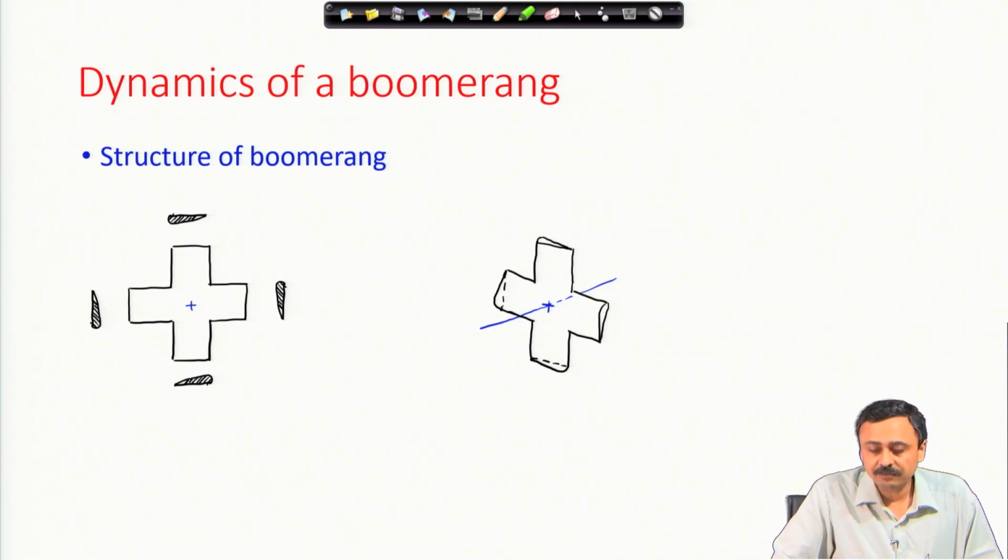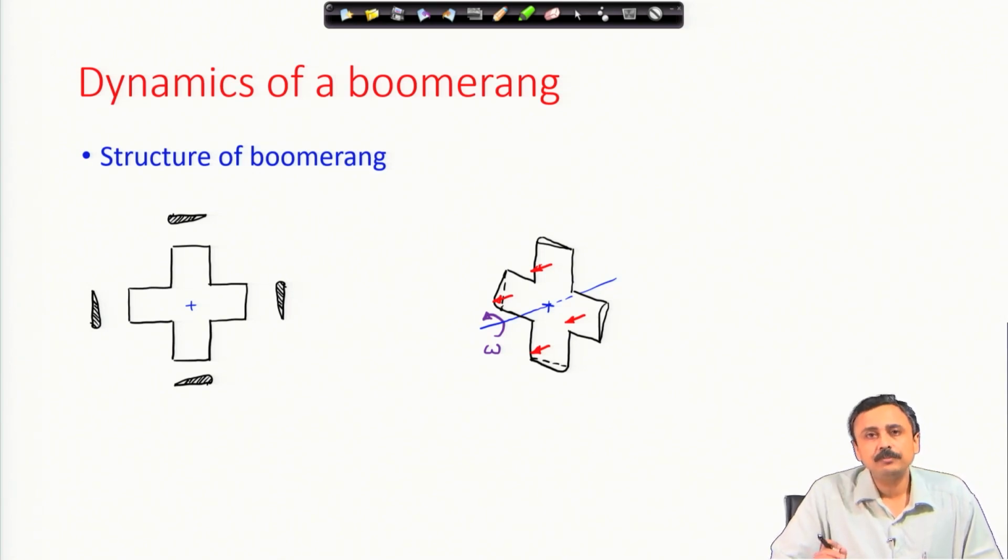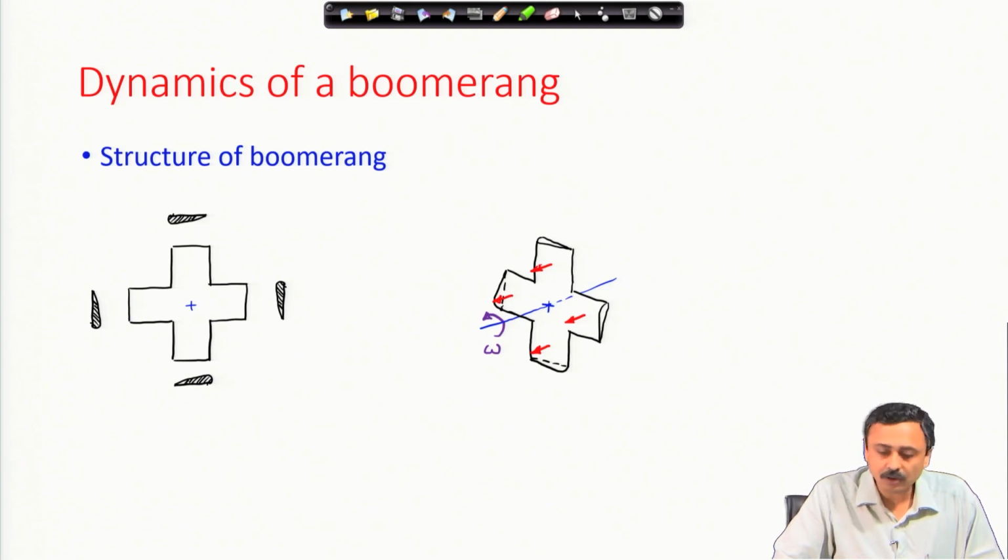If this object is given only a spin about this axis, then these aerofoils will generate lift. Of course, it will generate drag also, but right now I will neglect the drag. I will consider the lift, and that is very important. Because of the aerofoil shape, it will generate lift. If I give pure spin like this, it will generate equal lifts in all the 4 arms.